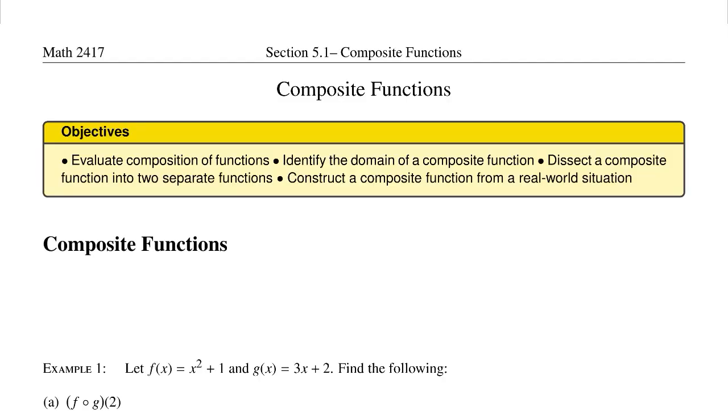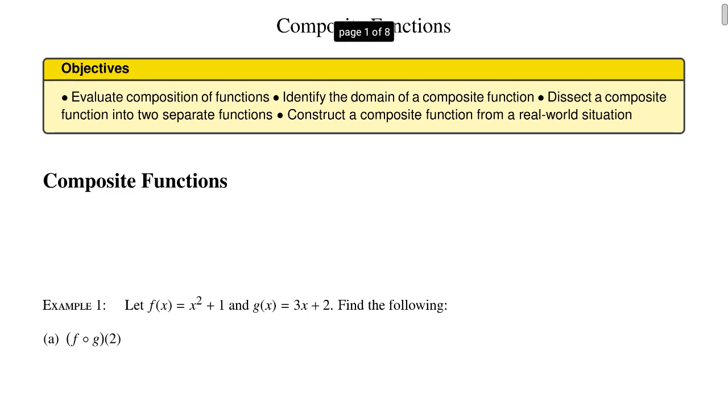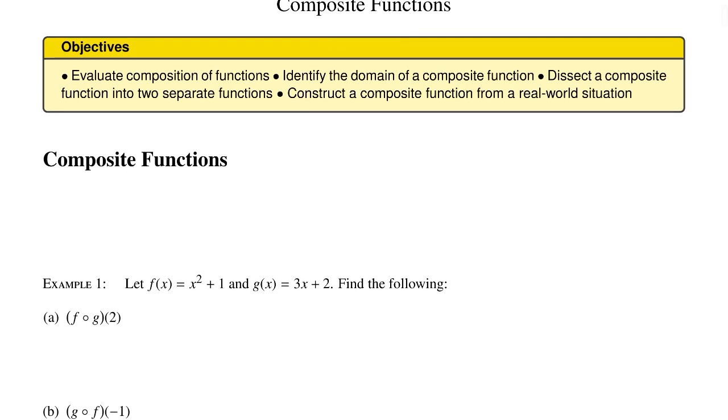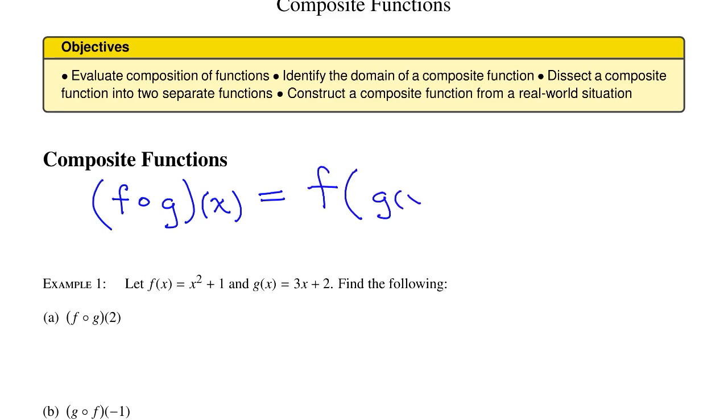In section 5.1, we'll look at composite functions. And let's get the definition of composite functions here. So the notation for composite functions looks like this. It's f, and then this little circle, g of x. And what this means is you take f of g of x. So everything's sort of relational here.